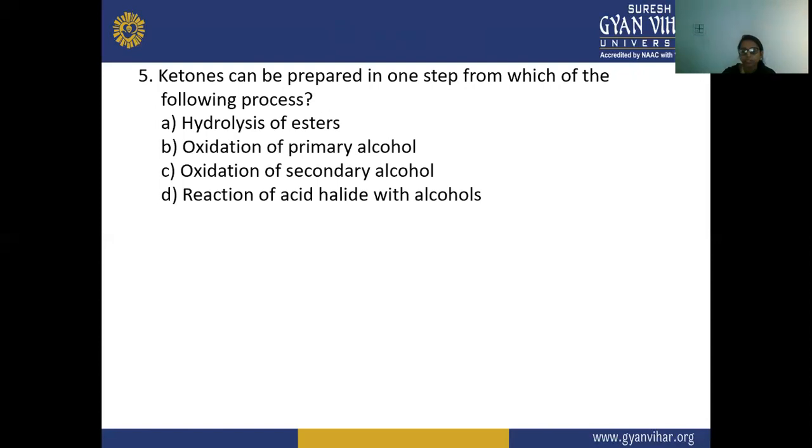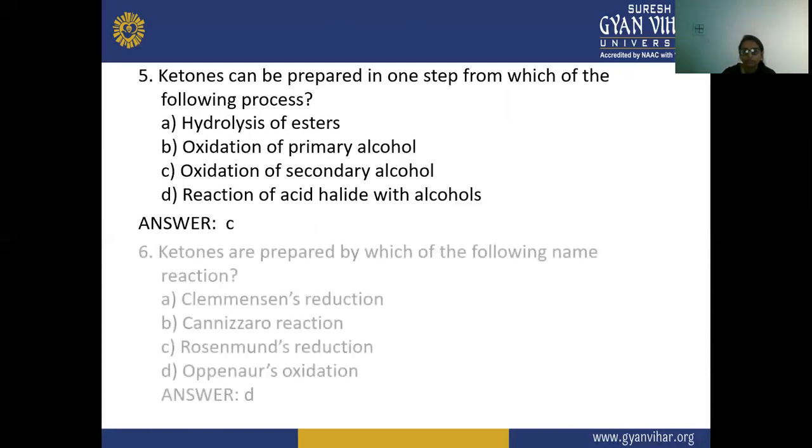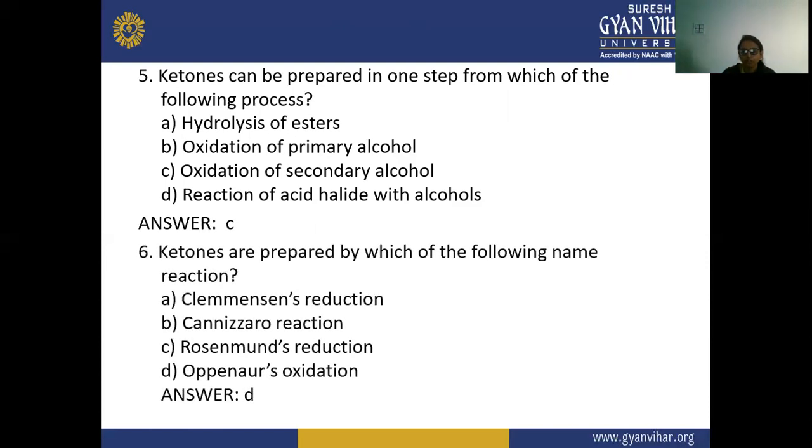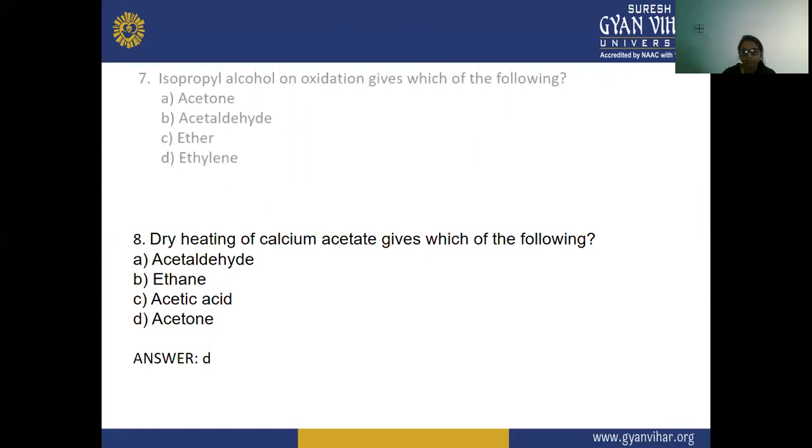Fifth, ketones can be prepared in one step from which of the following processes? Hydrolysis of ester, oxidation of primary alcohol, oxidation of secondary alcohol, or reaction of acid halide with alcohol. That is your C, oxidation of secondary alcohol. Ketones are prepared by which of the following main reactions? Clemmensen reaction, Kolbe reaction, Rosenmund reduction, Oppenauer oxidation. That is D, Oppenauer oxidation.